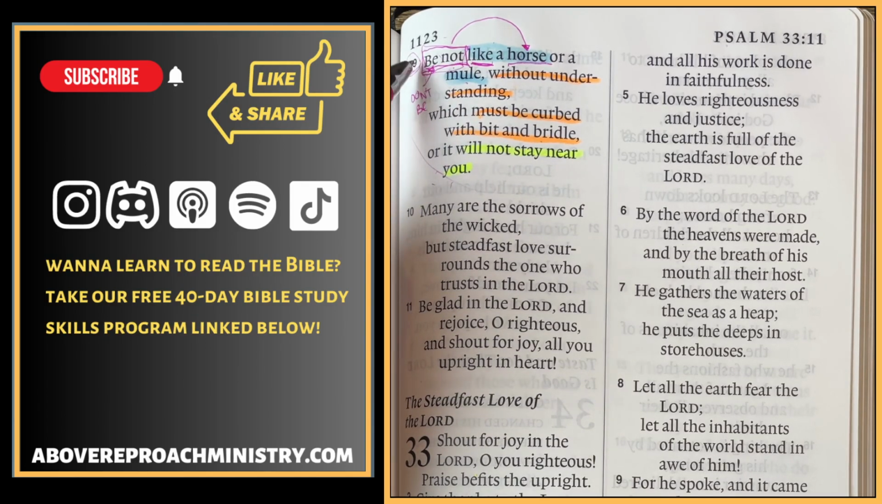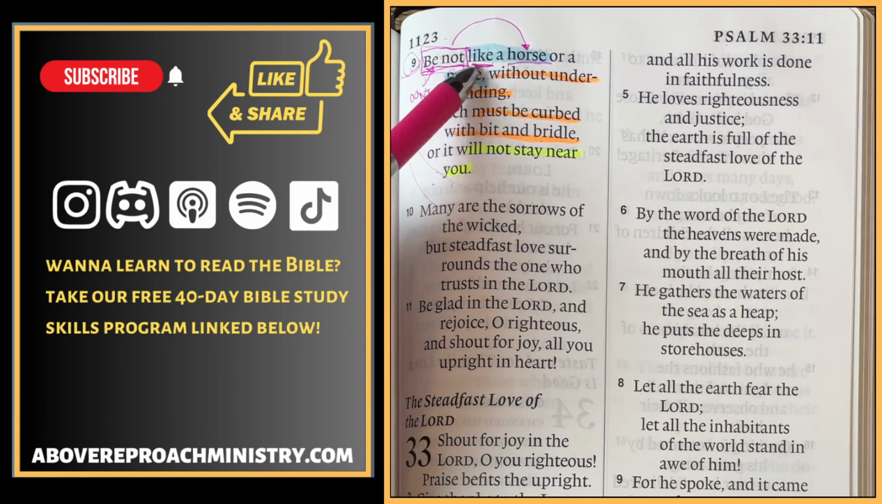So what we need to ask is, how does this verse about not being like a horse connect to David's instruction to the godly? And the way we understand that is, again, by answering the question, in what way are they not supposed to be like a horse or mule?